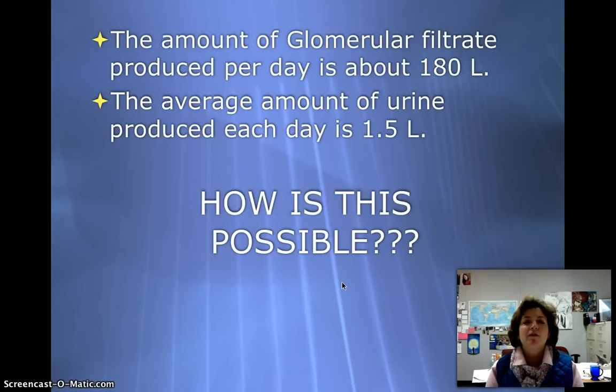But the average amount of urine produced each day is only about 1.5 liters. So the big question is, how is this possible? We filtered it all out. How are we going to get a lot of this good stuff back, because it's not very particular about the way it filters in the first process? Luckily there are two other processes in our kidneys that function to bring back a good, substantial portion of the particles of all of the things that came out.